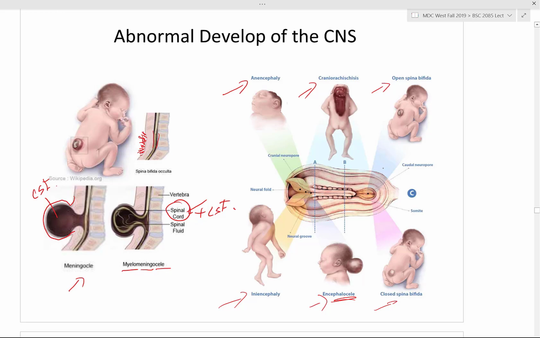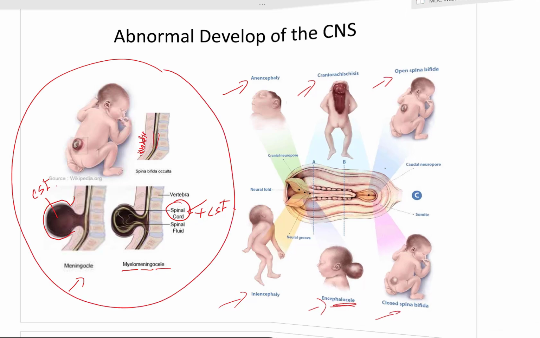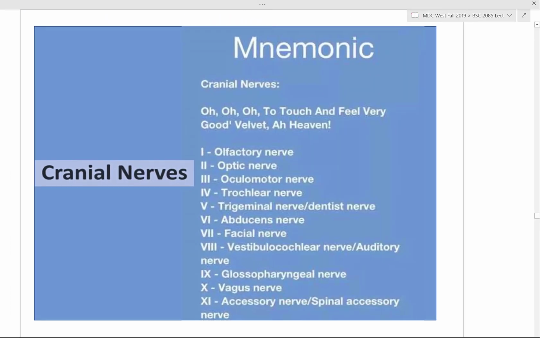All these can be surgically treated. Okay, all of these. Let's talk a little bit about your cranial nerves.